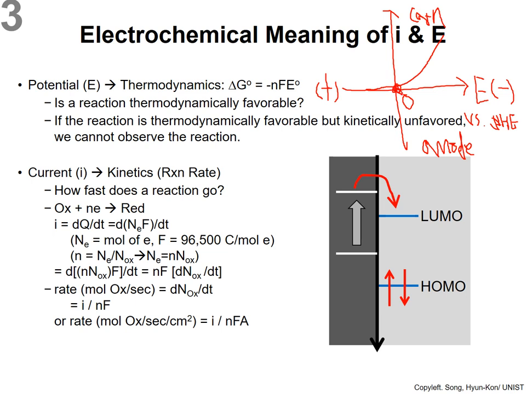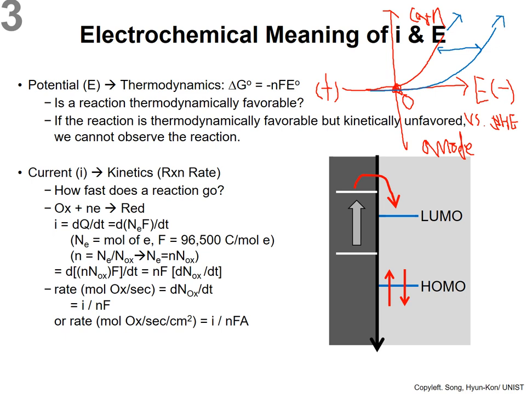Instead of this curve, let me change the color, you would have this kind of current graph along the potential. So we have a big difference between those two things. Here is the theoretical or thermodynamical. This is the experimental. Why?